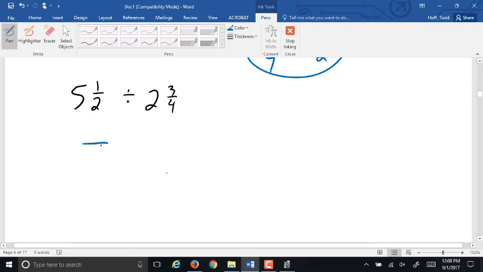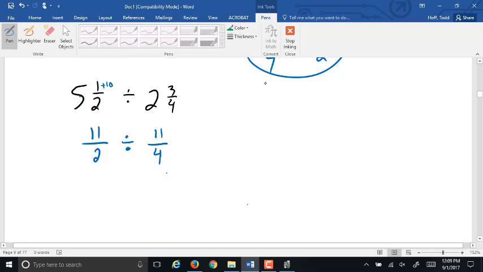5 1/2 is going to become 11 over 2. Good. 5 times 2 is 10, plus 1 is 11. So 11 over 2. 2 3/4 will become 11 over 4. 2 times 4 is 8, plus 3 is 11 over 4. This is still division at this point.